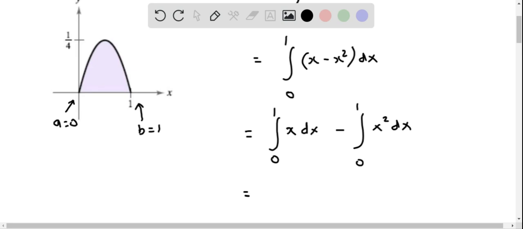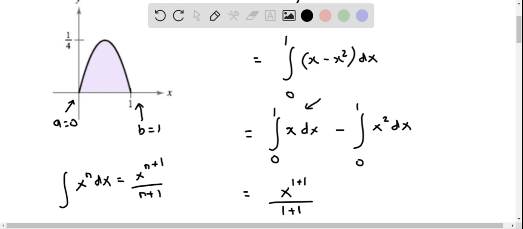Now we will integrate the first one. We have to use the power rule: if we have the integral of x raised to the power of n, the result is x raised to the power of n plus 1 divided by n plus 1. In the first integral, the power of x is 1, so we consider n equal to 1, and we get x raised to the power of 1 plus 1 divided by 1 plus 1, evaluated from 0 to 1.